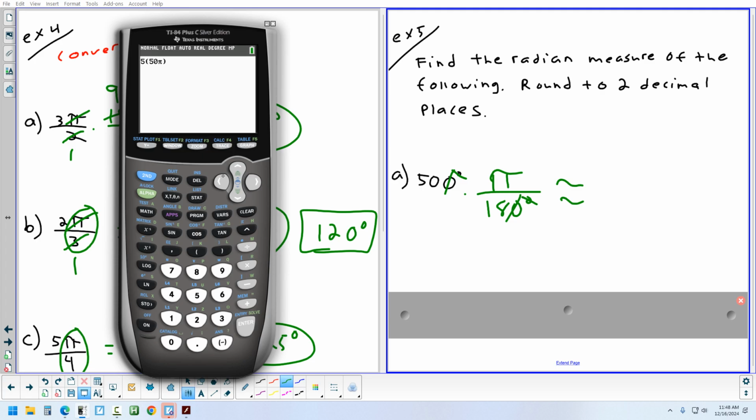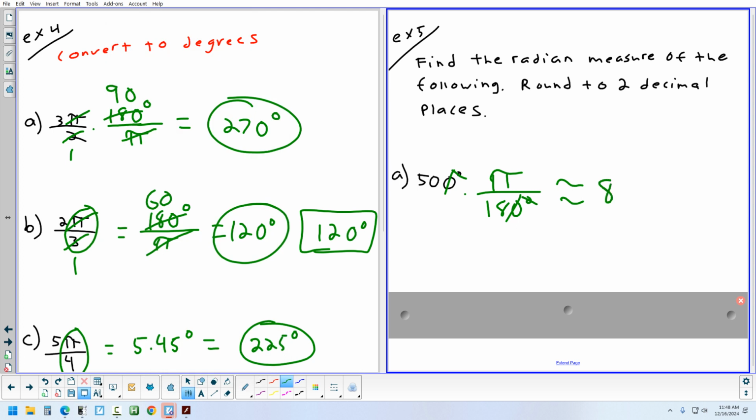Oh yeah, 5 times 50. Okay, so 50 pi divided by 180. Yeah, 18 because I canceled the 0. That's 8.73. Any label that I need to put on that? No. Okay, do not put a label. Okay, so 500 degrees is 8.73 radians.